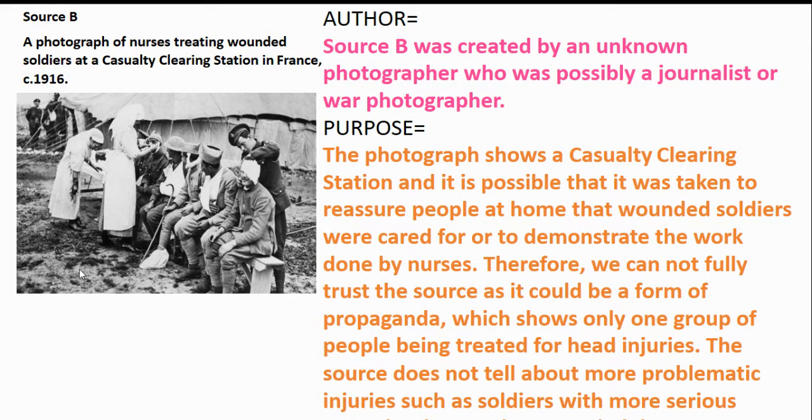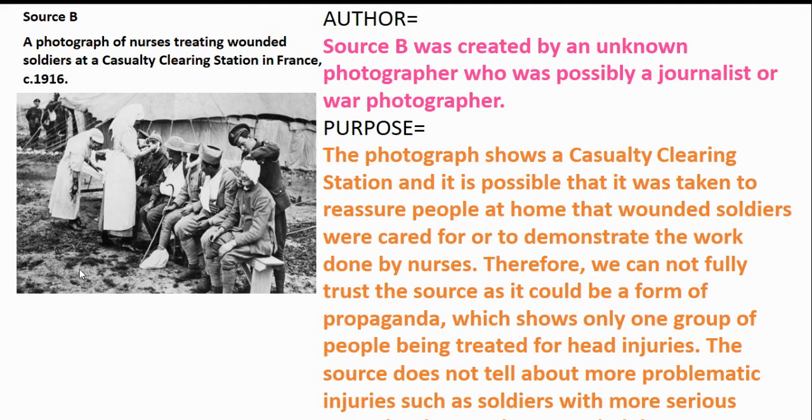So in pink, I've said that the author, well, actually, this source is a bit bizarre. It doesn't tell us who created it. So I've just stated that. Source B was created by an unknown photographer. I don't know who took this photograph. It doesn't tell us. But then I've gone to say, actually, it could be that the photographer was a journalist, maybe, or a war photographer. Because I've then gone to kind of guess who they might be, and why they might be there at that time.